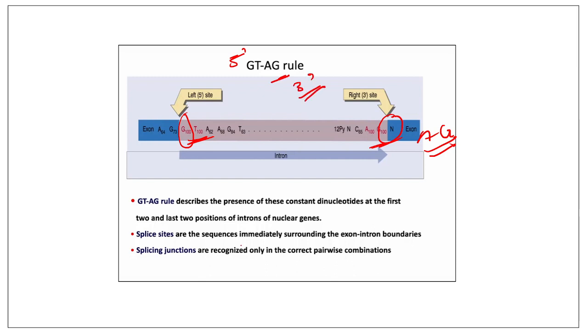Okay. Then splice sites are the sequences immediately surrounding the exon-intron boundaries. Splicing junctions are recognized only in the correct pairwise combinations. That means your branch point can recognize the 5 prime splice site only if there is GT. So this GT-AG rule is important. At the 5 prime site GT should be there, at the 3 prime site AG should be there, or the GU-AG rule.